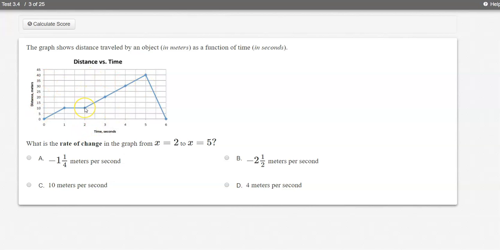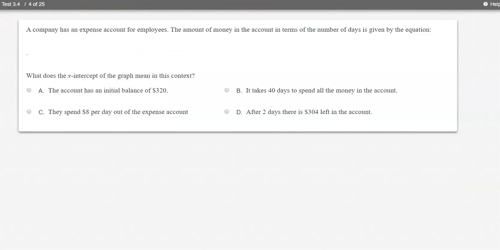Well, if you'll look at 2, the y-coordinate there is 10, and at 5, the y-coordinate is 40. So from 10 to 40 means it went up 30 meters, and then from 2 to 5 means it went over 3 seconds. And if you divide 30 by 3, you get 10. So the correct answer was C, 10 meters per second.